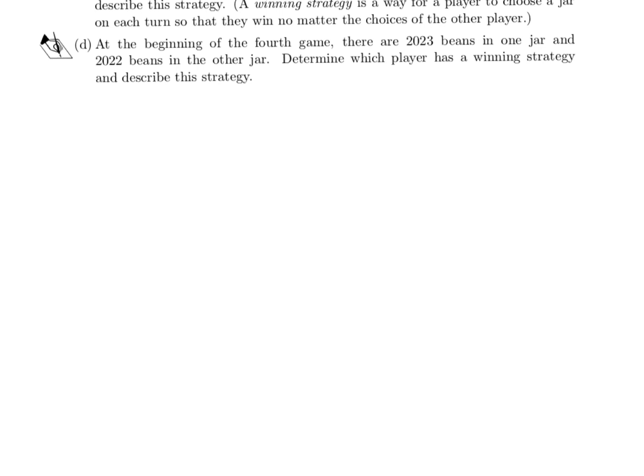At the beginning of the fourth game, there are 2,023 beans in one jar and 2,022 beans in the other jar. Determine which player has the winning strategy. All right, for this question, we basically have to do what we did in the previous question, but we have to extrapolate. So before we had, not as many, but now we have a whole bunch.